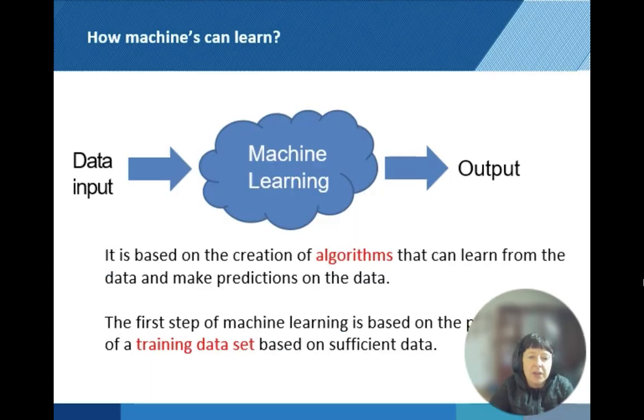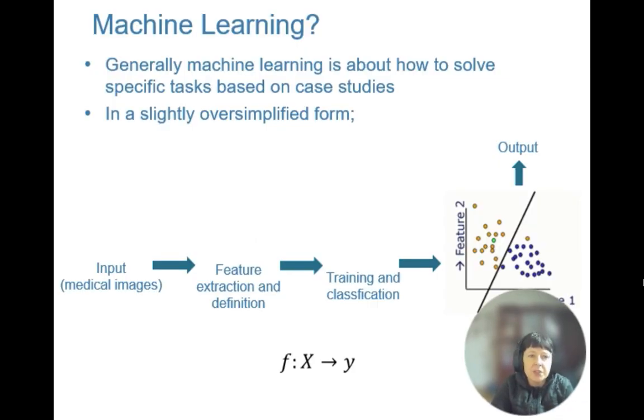So how can a machine learn? The machine has to have some data input, then processed by algorithms, and then produces an output. It's based on the creation of algorithms that can learn from the data and make predictions on the data. And the first step of training a machine is feeding it with some kind of training data set. So generally, machine learning is about how to solve specific tasks based on case studies.